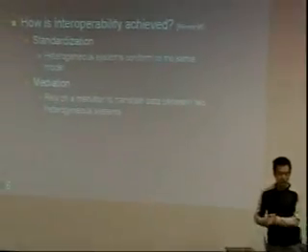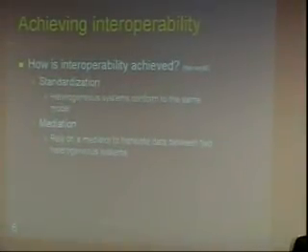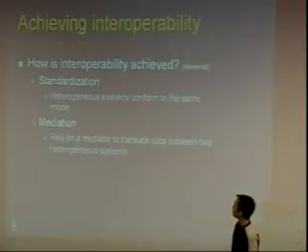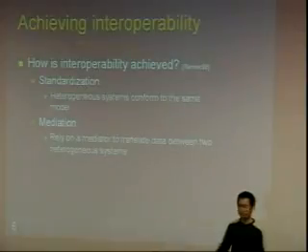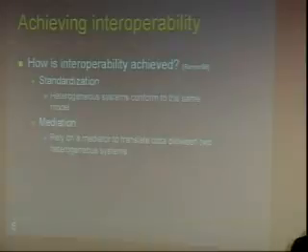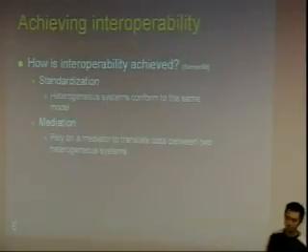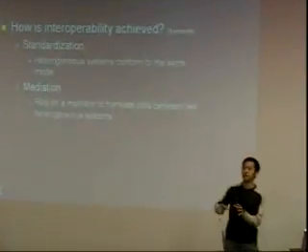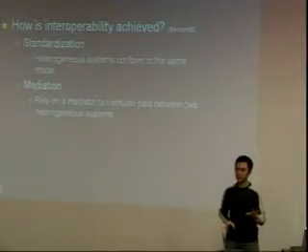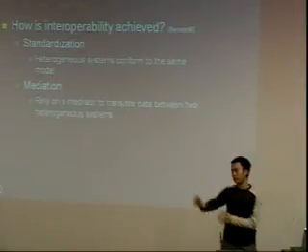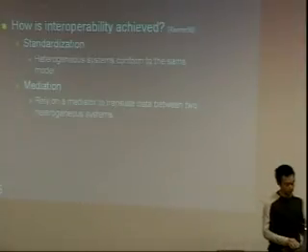So how is interoperability achieved? Well, the obvious route to take is to standardize everything. If all the heterogeneous systems conform to the same model, then interoperability is not an issue. The second thing you could do is mediation, and Dominic talked about this in one of his lectures. You have a mediator interface between heterogeneous systems that translates messages to and from systems so that they're in an understandable format.